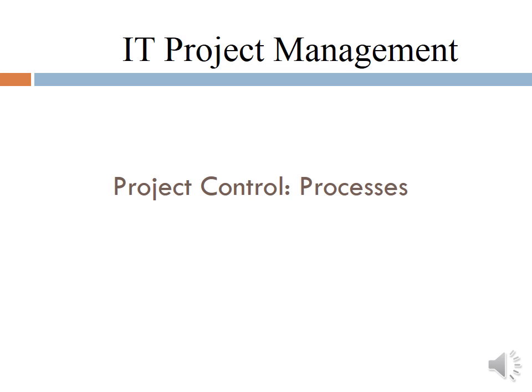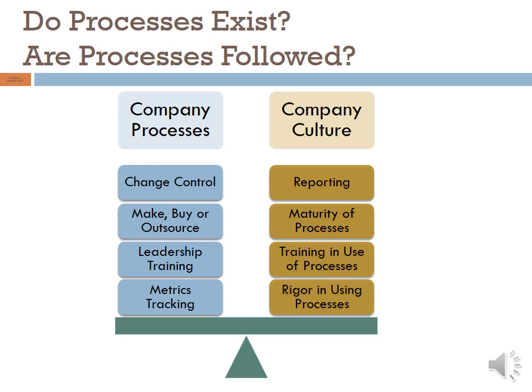Now it is the project control processes. Here are some company processes such as the change control, make, buy, or outsource, leadership training, and metrics tracking. And on the opposite side is the company culture, such as reporting, maturity of processes, training in use of processes, and rigor in using processes.